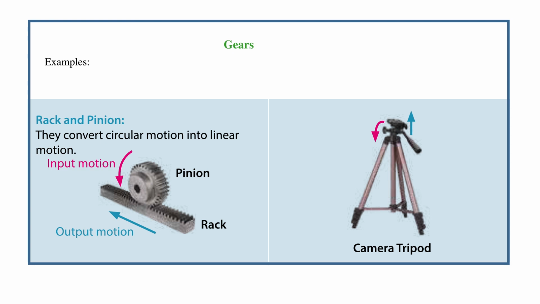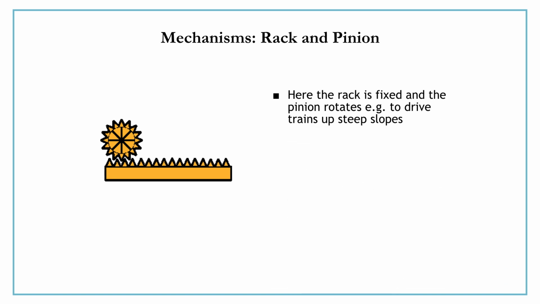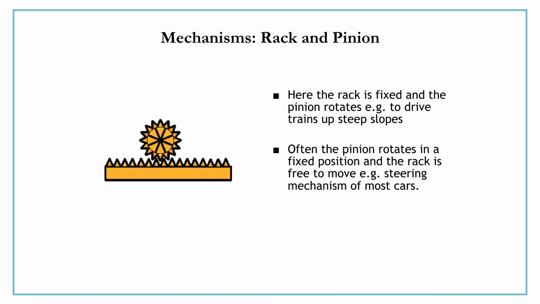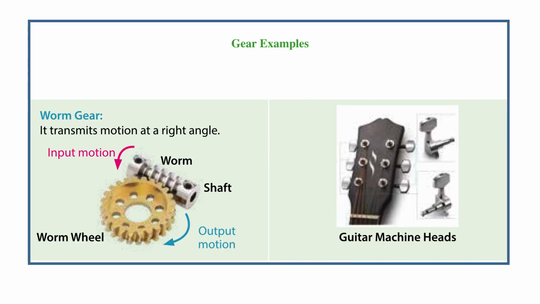The rack and pinion convert circular motion into linear motion, and an example of its use is in the camera tripod. Here the rack is fixed and the pinion rotates. This is used, for example, to drive trains up steep slopes. Often, the pinion rotates in a fixed position and the rack is free to move. For example, in the steering mechanism of most cars.